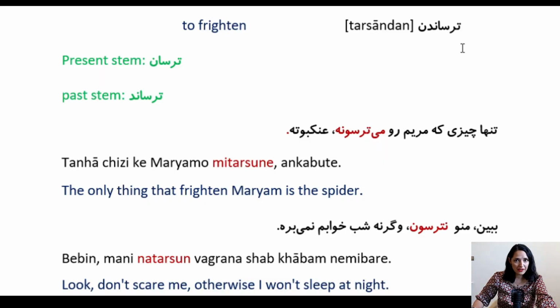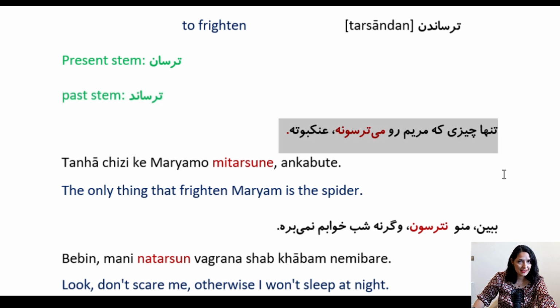Okay, let's start the lesson. The first verb is ترساندن. Present stem is ترسان and the past stem is ترساند. Example: تنها چیزی که مریمو میترسونه عنکبوته.